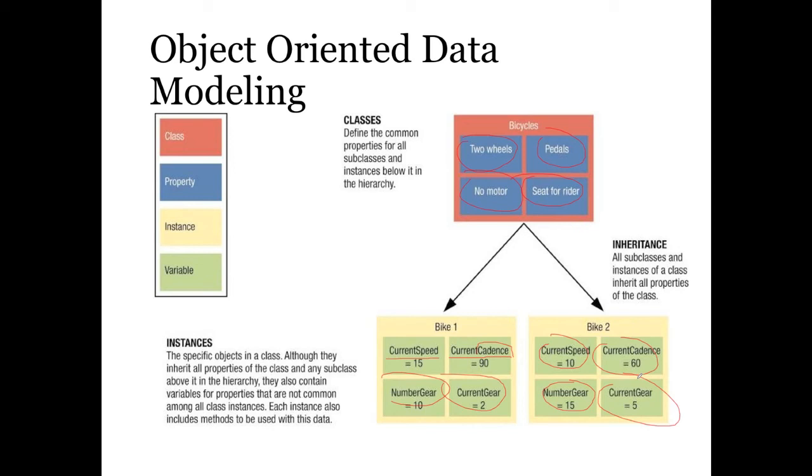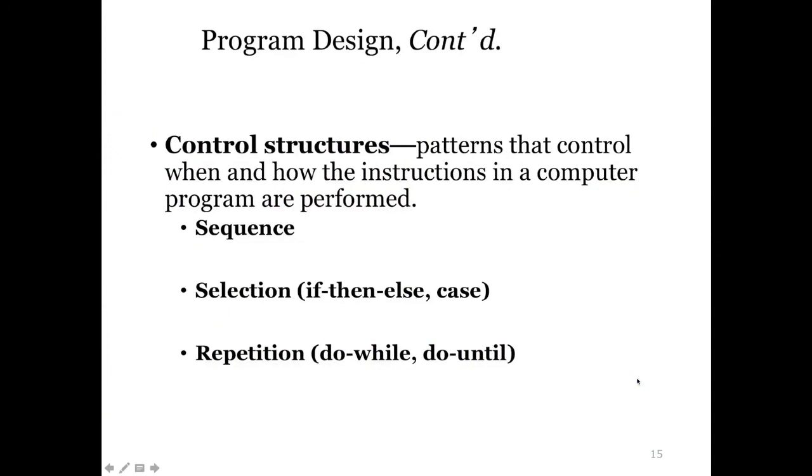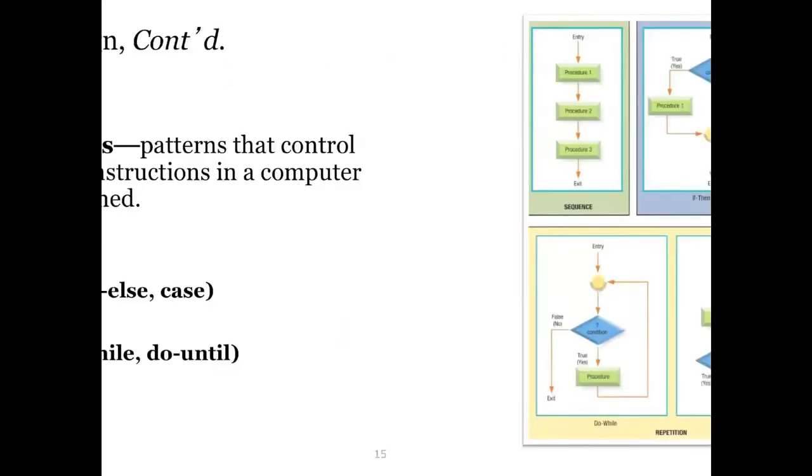So flowchart, pseudocode, object-oriented data modeling, as well as relational data modeling, we're going to cover in the next couple of weeks. There are different ways of viewing the real world and trying to translate it into a more structured and abstract way of organizing the real world. So in terms of computer design, you probably already see that we have different control structures, and the three big ones are sequence, selection, and repetition.